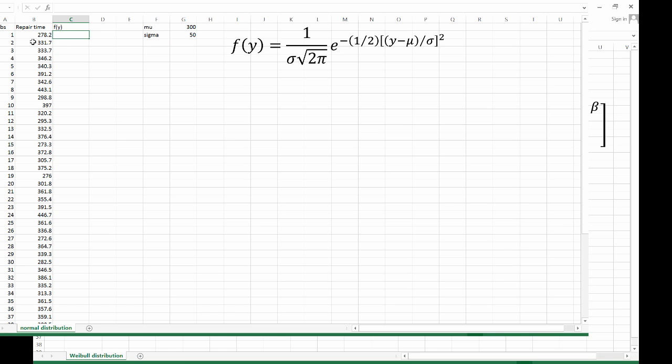So now let's evaluate the first bin. The upper bound on the first bin is going to be the minimum plus the bin width. We're going to drag this down, so we need to hold that bin width constant. Sigma times the square root of 2 times pi. Pi is a built-in function in Excel.